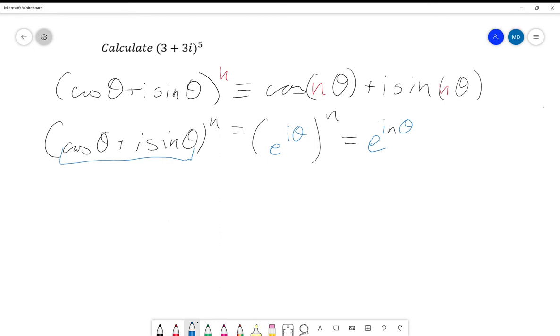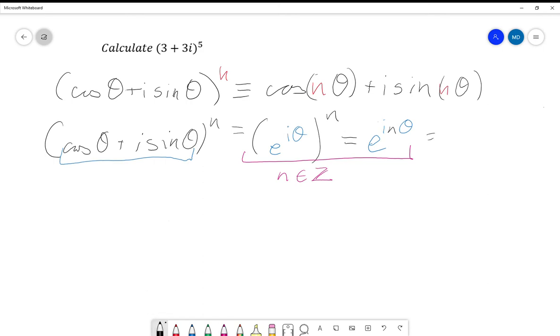Now, be very careful. This is only valid for n as an integer. If n is not an integer, if n is some other number such as a half, it goes wrong because the power of a half is equivalent to a root. And when you take roots, there is more than one possibility. So this only works when n is an integer.